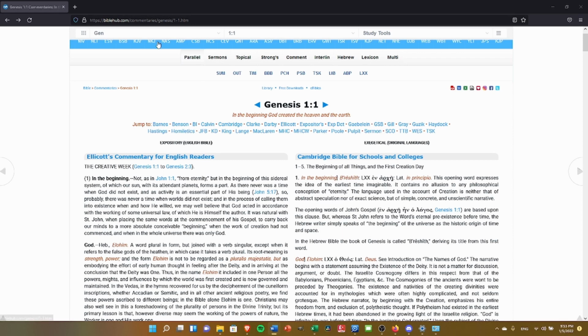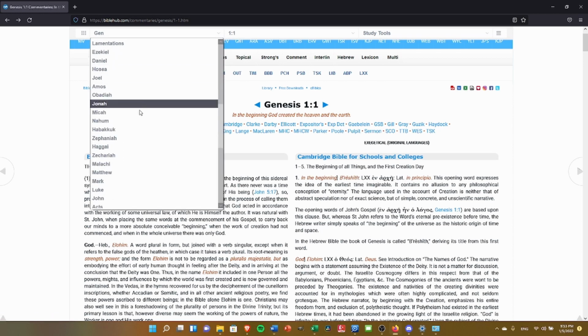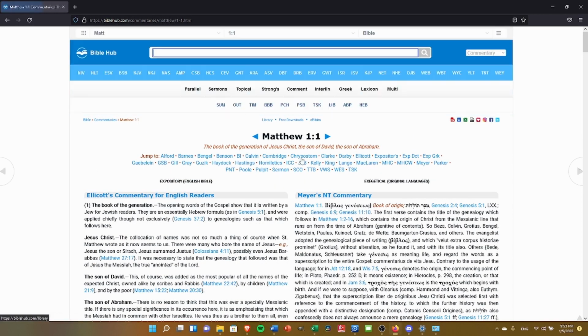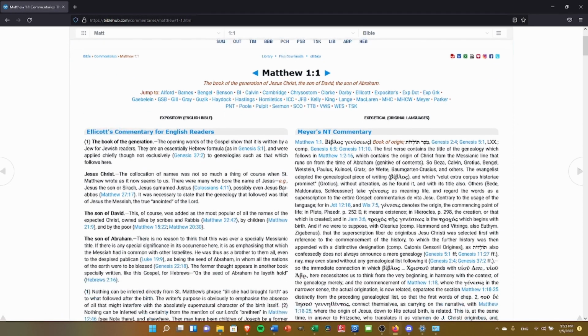For the New Testament, once again, let's go back to Matthew. Let's go to Matthew 1:1. So once again, we come back here to the New Testament. Again, I would start with the Expositor's Commentary for the same reasons. It's more updated. It's got, I think, better modern scholarship. Followed once again by Gill. Then I would add Meyer's New Testament commentary as far as an exegetical commentary goes.